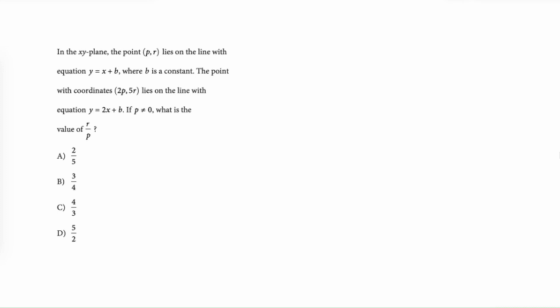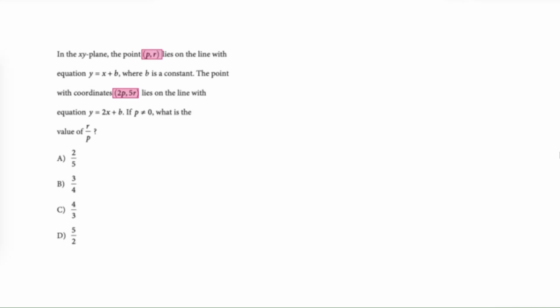At first, this seems like a geometric question since it talks about lines, planes, and points. However, despite its appearance, the question is truly an algebraic one. The secret is realizing p and r don't need to be solved separately. We only have to figure out r over p. The points themselves, (p, r) and (2p, 5r), represent x and y values on the line itself.